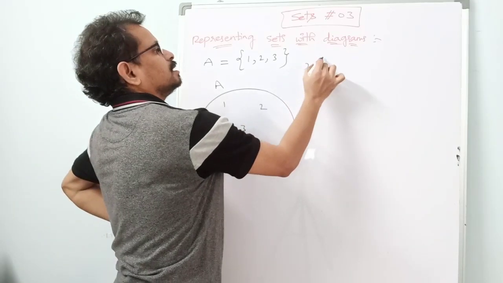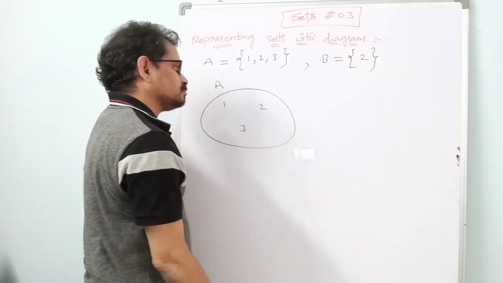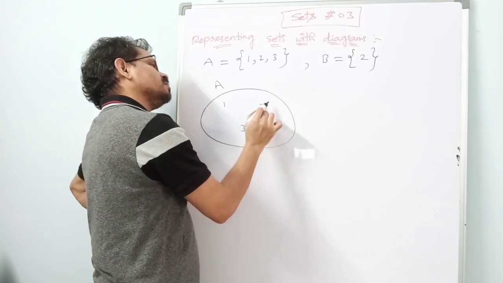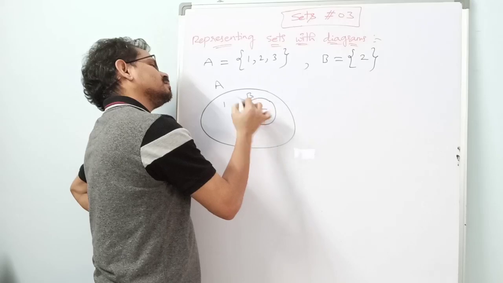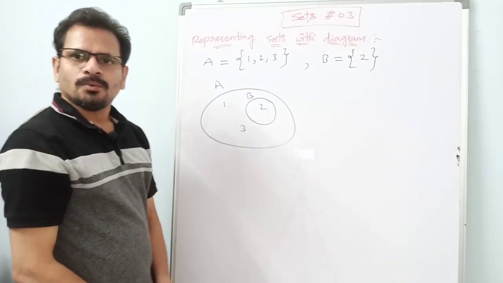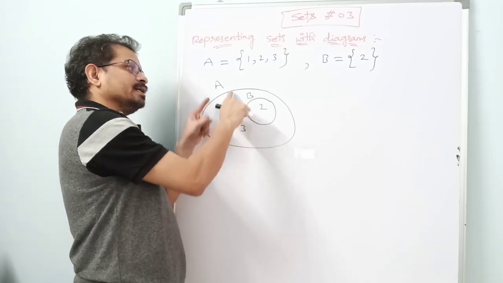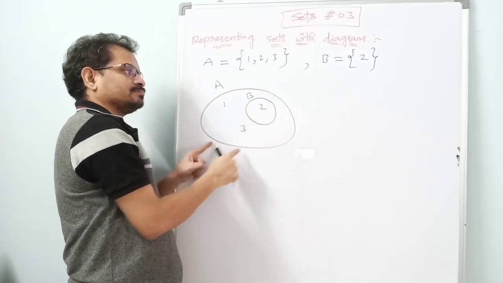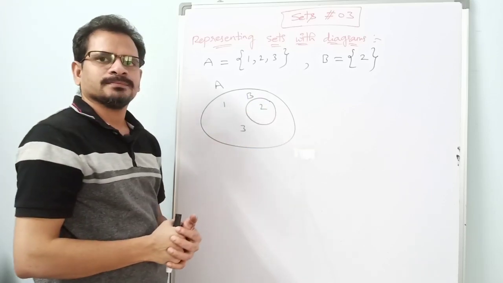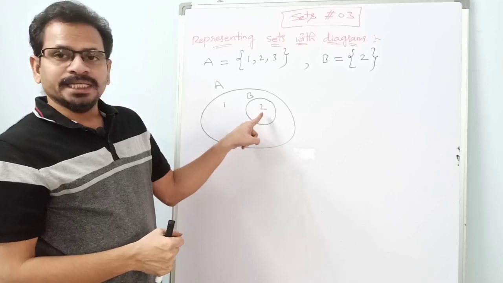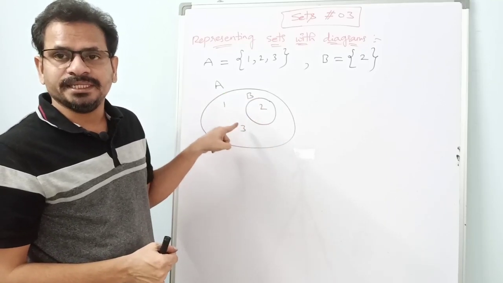Let us suppose B is a set having the element 2. Then how to write this one? How to represent that one? Simple, like this. What is the meaning of this? 1, 2 and 3, they are elements of set A. 2 is an element of set B. And the element of set B is also there in the elements of set A.